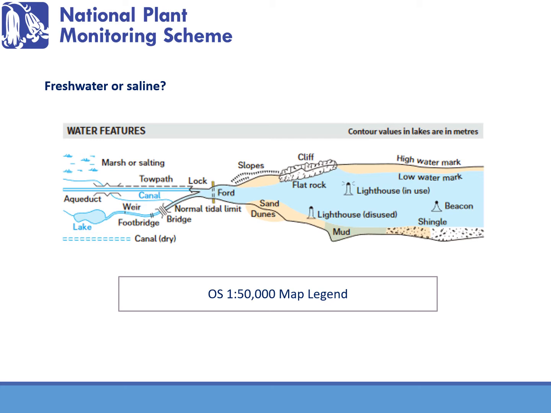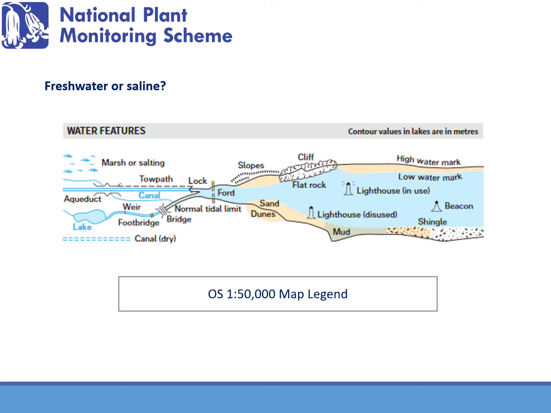If we look at the slide, we can see an example of a key from an OS 1 to 50,000 map. If you look on the right-hand side, you can see a dark black line which delimits the extent of the normal tidal limit and saline influence within the coastal area and extending for a short distance upstream into the freshwater.